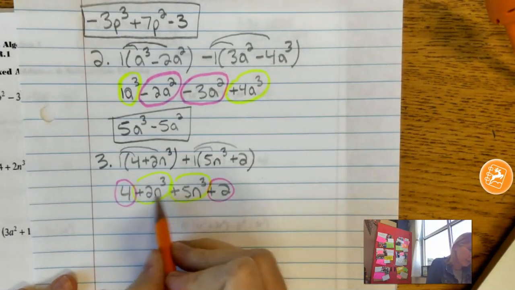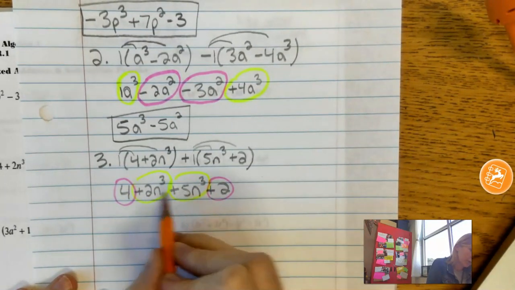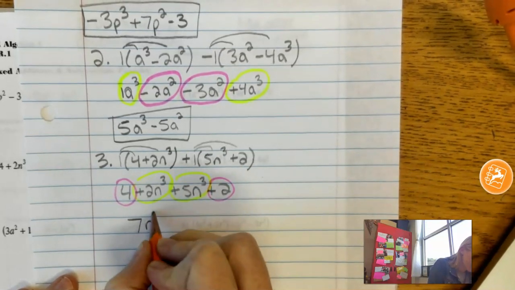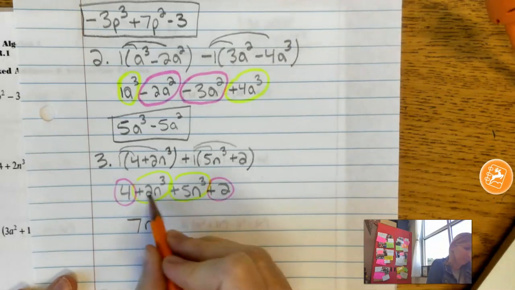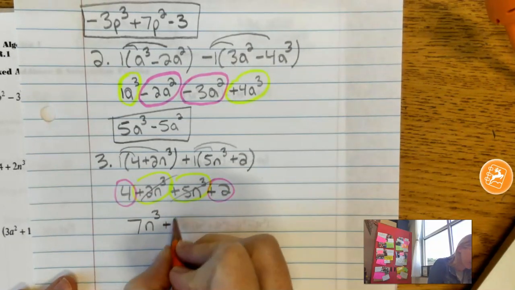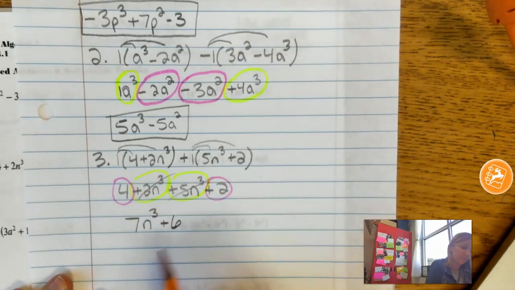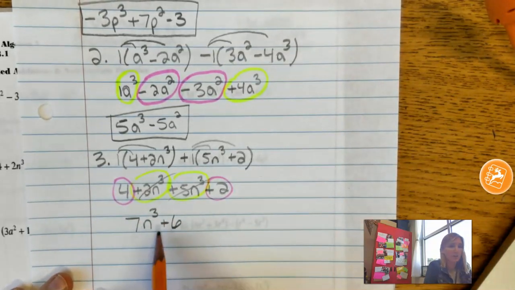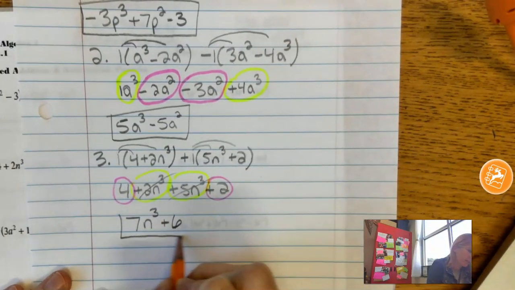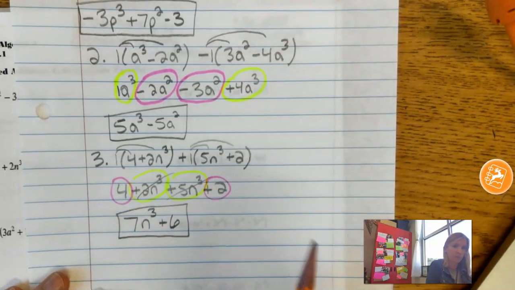All right, so to combine these 2, I'm going to add the coefficients. So 2 plus 5 is going to give me 7, so 7n to the 3rd. Now let's add my 2 constants together. I'm going to get plus 6. I can't combine any more, and it looks like it is in standard form because my exponent is first and my constant is last. So here's my final answer.